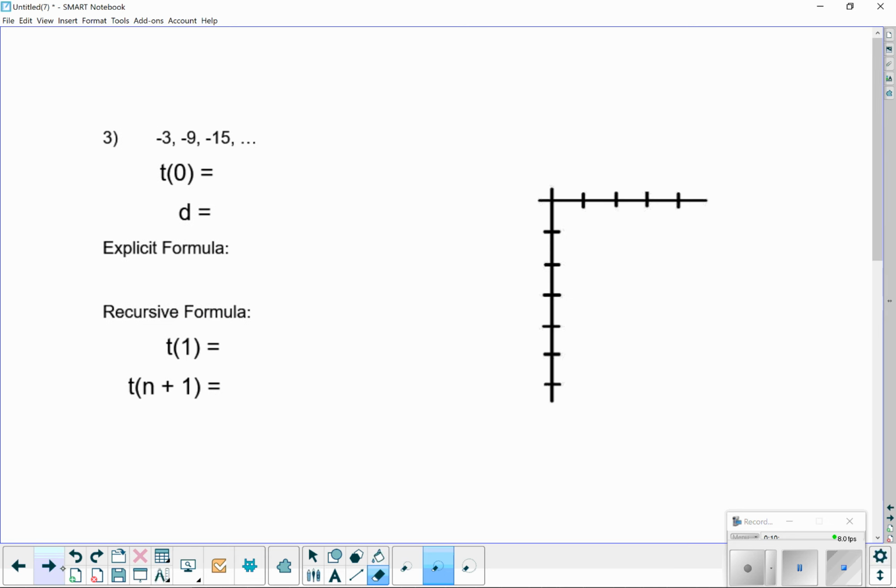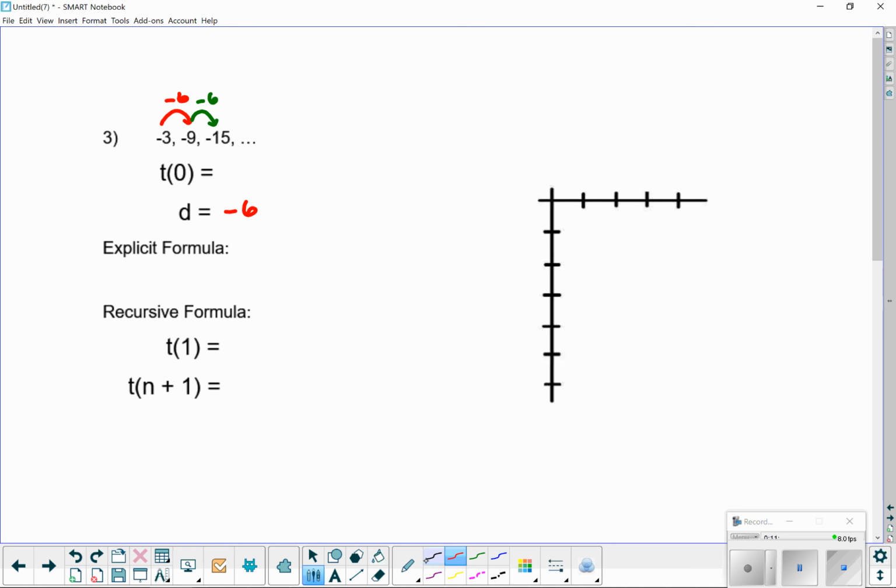Okay. And the last one, first you want to analyze how it's finding the next term. So for example, from -3 to -9, that looks like it's going down by 6. Between -3 and -9, you're going down 6. And between -9 and -15, you're going down 6 again. So it looks like we do have a common difference of -6.